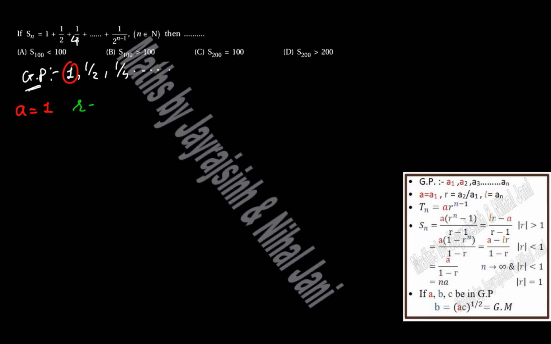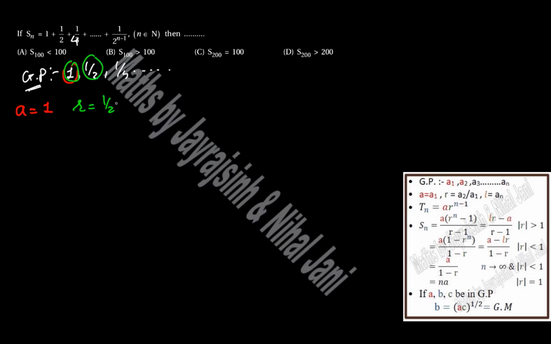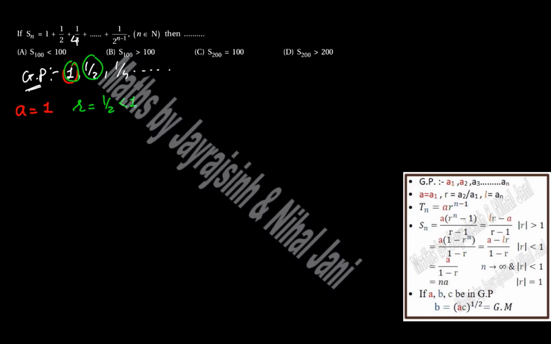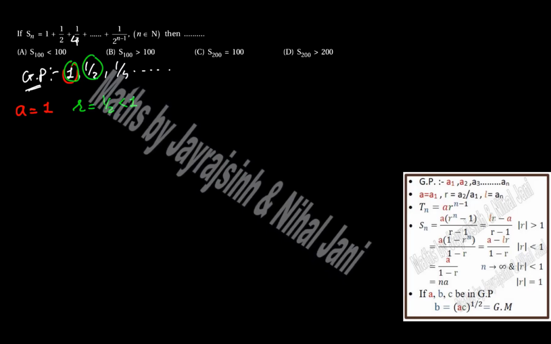Here we have one interesting question. Sn is 1 plus 1 by 2 plus 1 by 4 up to 1 upon 2 raised to n minus 1. So you can say in this question we have a GP, where the first term is 1 and the common ratio, second term upon first term, is 1 by 2, which is less than 1. So we have to check the following options.